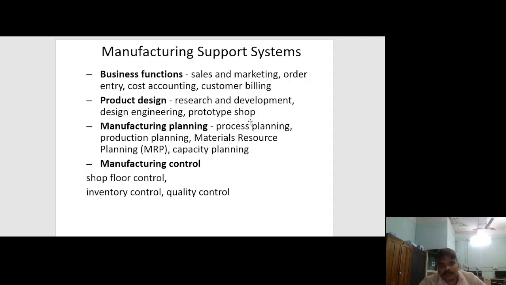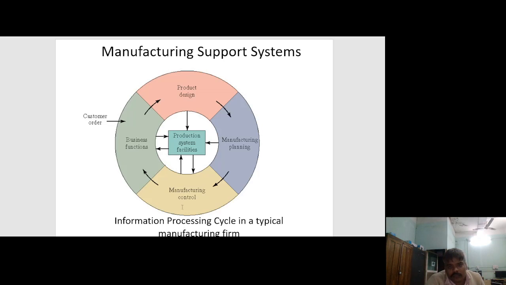Next, here the support system. Business functions: sales and marketing, order entry, cost accounting, customer billing, product design, research and development, design engineering, prototype shop. Then manufacturing planning, process planning, production planning, material resource planning, capacity planning, manufacturing control, shop floor control, inventory control, quality control. So these are the things which come under the manufacturing support system.